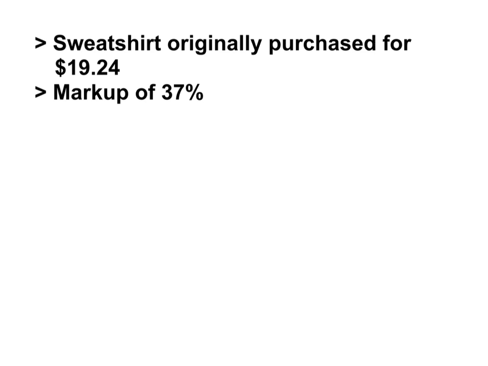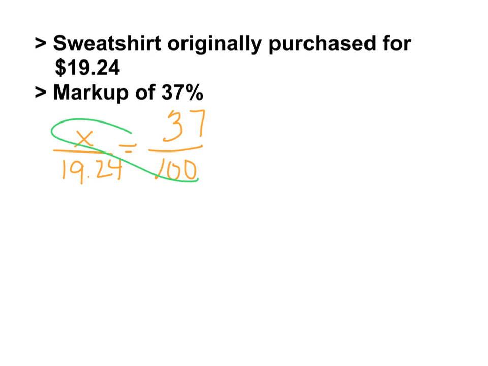We know that for every $100 the markup is $37. That's your 37%. So therefore, you know that 37 goes over 100. And that equals, we're looking for 37% out of 1924. So that tells us that the 1924 goes on the bottom. And there's our x. Now we know we need to cross multiply.